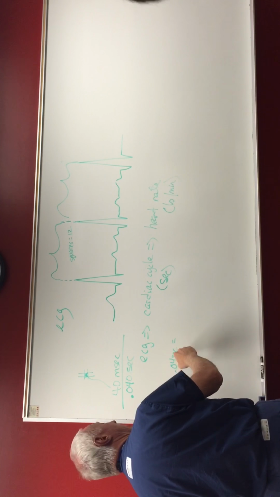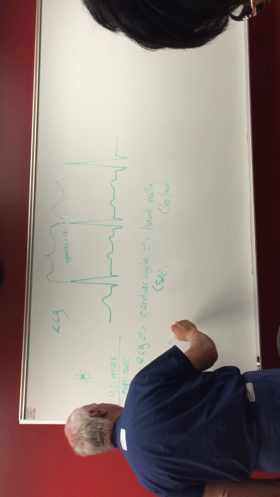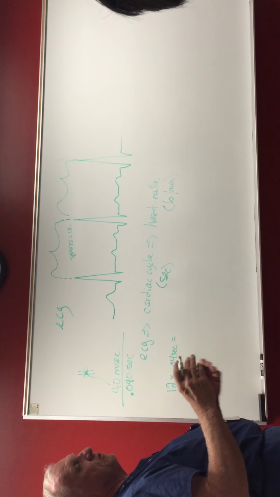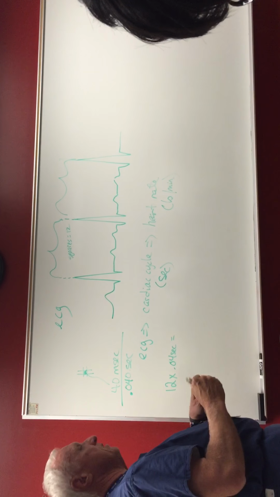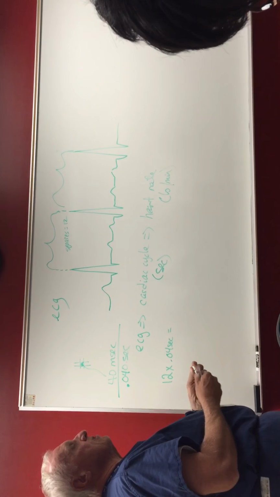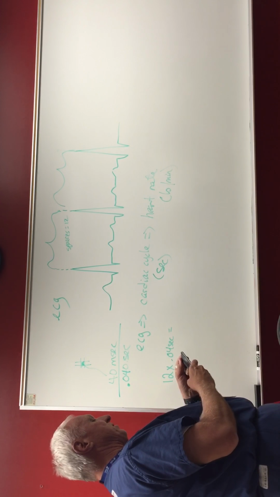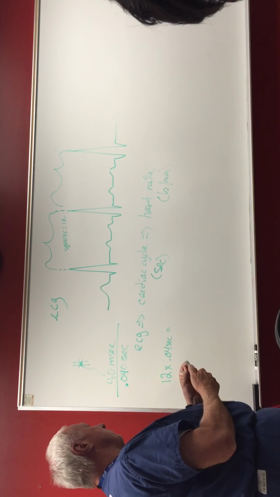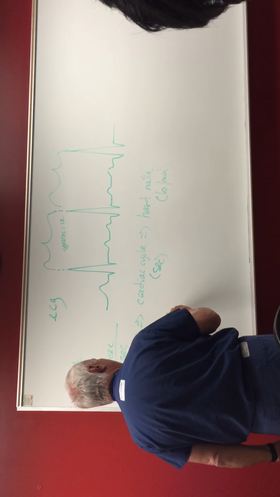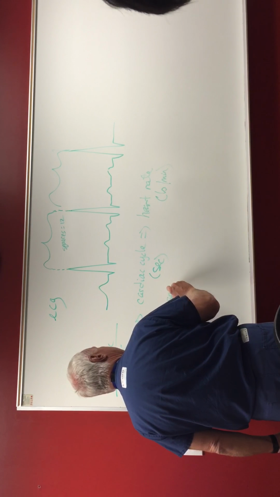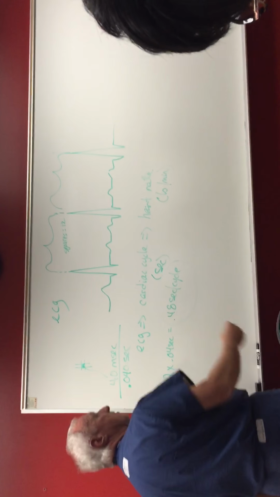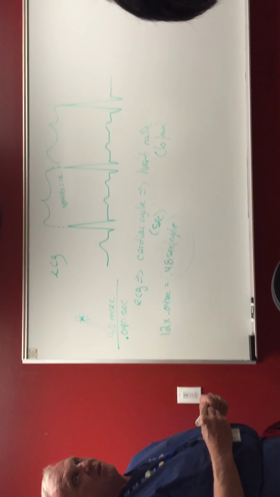Once I multiply that out, that gives me the cardiac cycle, the beat distance between adjacent beats. That's simply going to be 0.48. So this person has 0.48 seconds per cycle, which is the duration of the cycle.